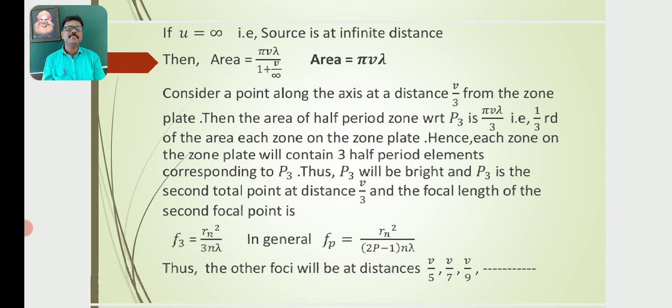Thus P3 will be bright, and P3 is the second focal point at distance v by 3, and the focal length of the second focal point is f3 equal to rn square by 3n lambda. Then in general, f p is equal to rn square by (2p minus 1) into n lambda. Thus the other foci will be at distances v by 5, v by 7, v by 9, etc.